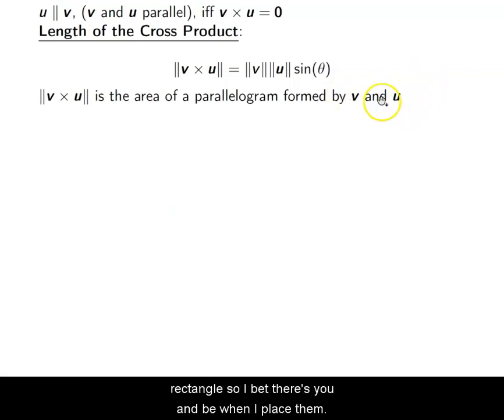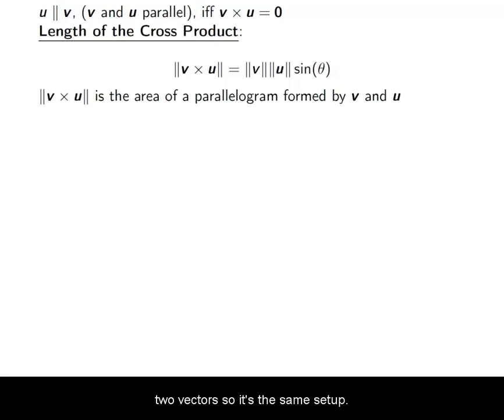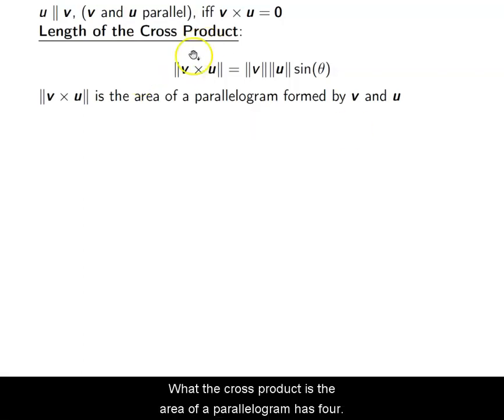So our vectors u and v, when I place them tail to tail, form the skeleton of a parallelogram, which we know because when we add vectors, one of the methods is the parallelogram rule, right? We place those two vectors tail to tail, and then that main diagonal becomes the addition of the two vectors. So it's the same setup, but the cross product is the area of that parallelogram that's formed.